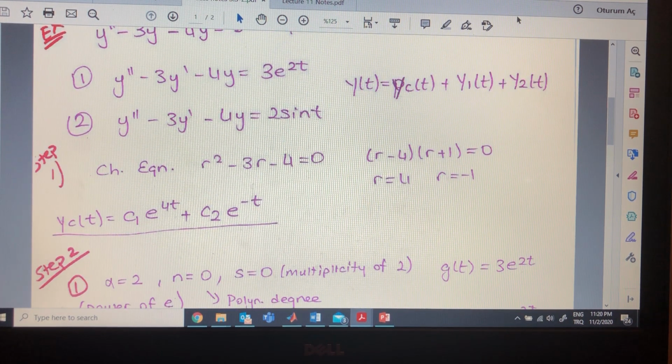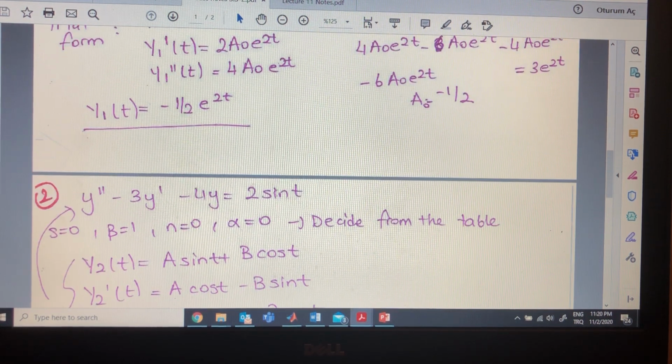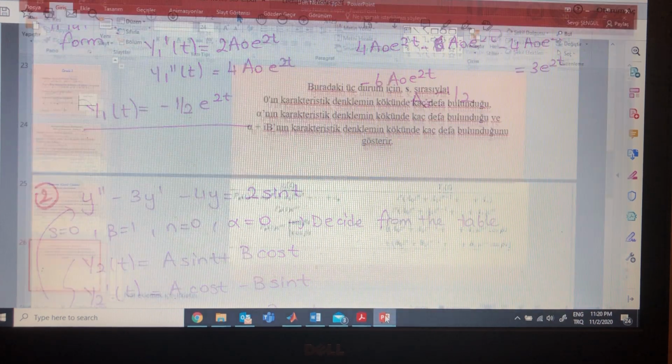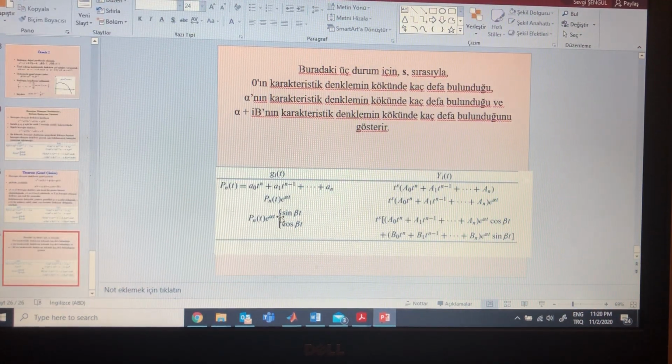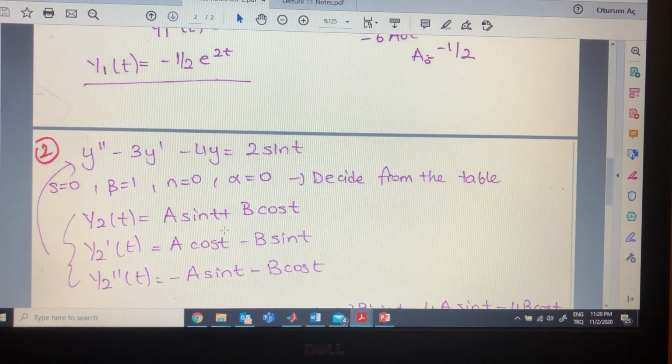And the second particular solution here is coming from the 2 sine t. So let's do the 2 sine t. It is about the last part. So it is with sine or cosine. I need to check my solution in that form: t to the s, polynomial, e to the alpha t if there is an exponential, cosine beta t, plus nth order polynomial, exponential, sine beta t. So I'm going to be looking for that trial solution. That's why I need to find what is s, and s was how many times alpha plus i beta is coming as a root.